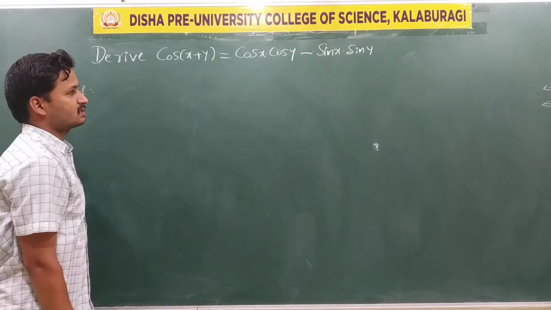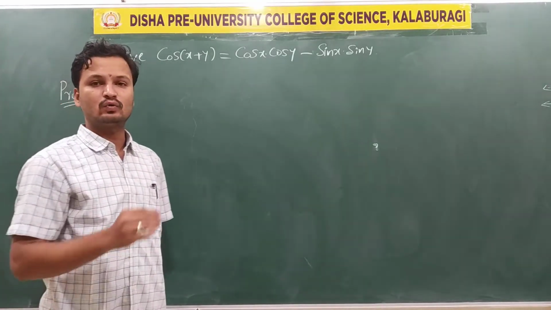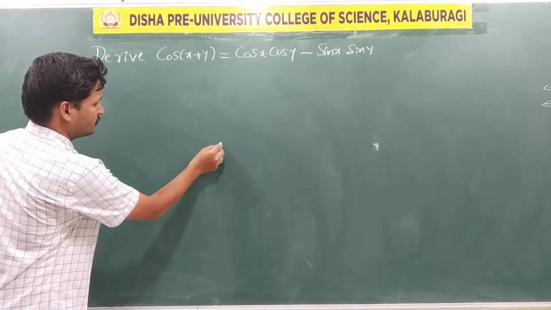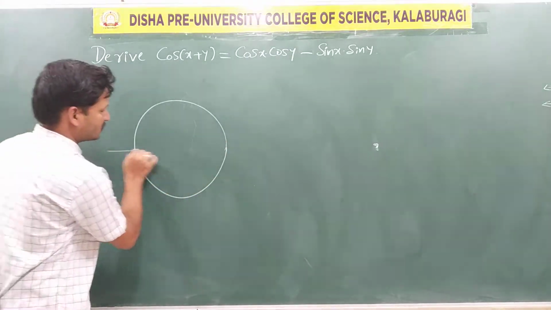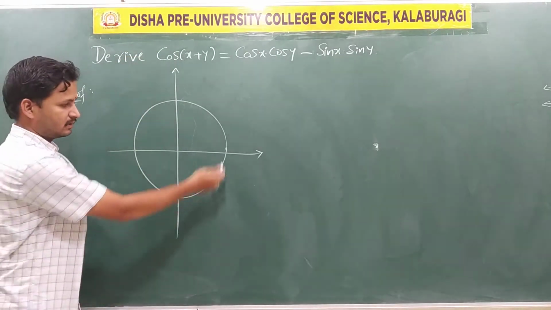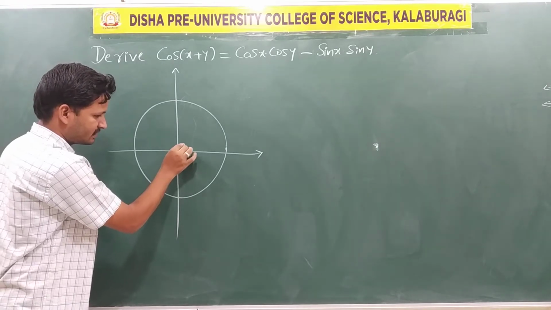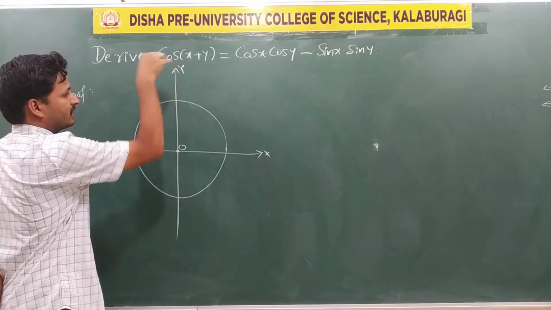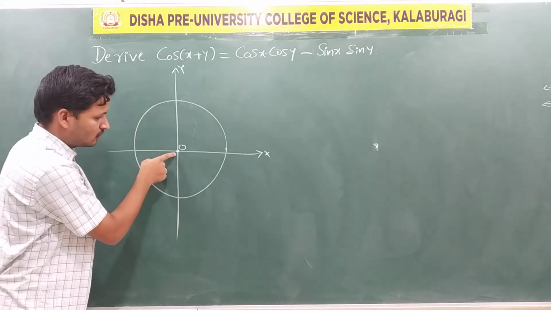To prove this cos of x plus y, we need a unit circle. Unit circle means a circle whose radius is 1 unit. So I will consider a unit circle whose center is at the origin of the coordinate system. That is, this one is O, and this is the x-axis and this is the y-axis. Here O is the center of the circle.